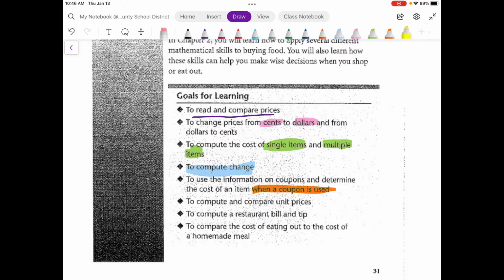Comparing and computing unit prices, so how much it is per ounce or per pound, depending on how the packaging is labeled. How to add tip and how much you should tip when you go to a restaurant. And then lastly, comparing the cost between going out to eat at a restaurant or fast food place versus if you were to make the food at home.